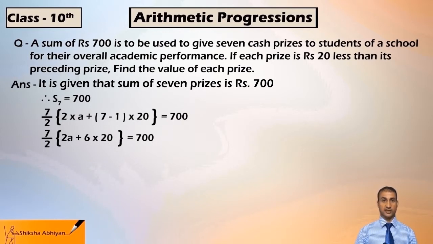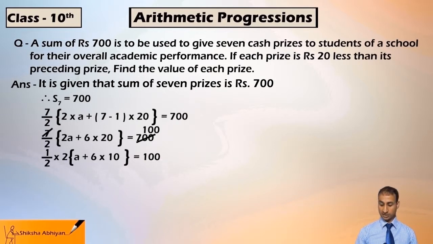Now we cancel 7 from 700, so what will we get? 1/2. Now take 2 common from the bracket, so this will be 1/2 into 2 bracket, from 2A, 2 goes and A remains, plus in 6 into 20, 2 goes, so 6 into 10, that is 60, remaining. Now 2 cancels with 2, so A plus 60 is equal to 100 and A is equal to 100 minus 60, that is 40.